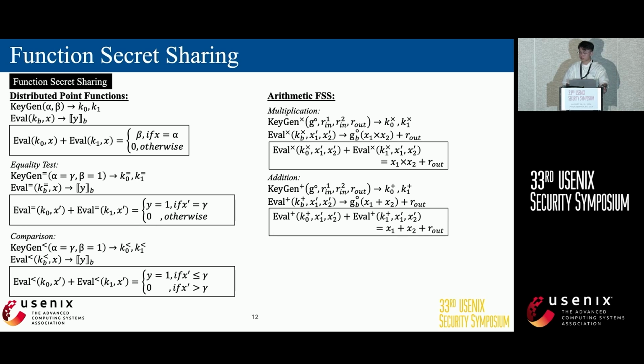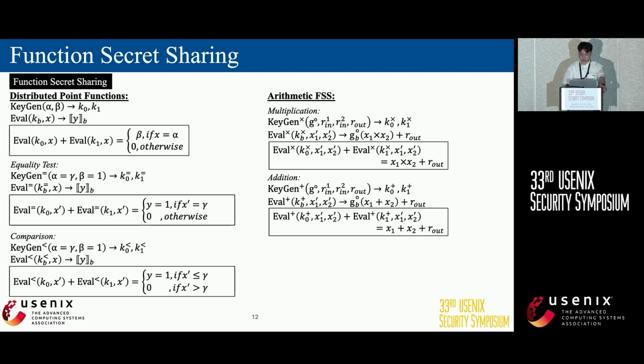And similarly, because of the DPF characteristics, we can use it to perform secure equality testing and comparison for activation functions. The arithmetic FSS on the right-hand side uses random number masks r_in1, r_in2, and r_out. They're used for key generation and evaluation on the masked inputs. The evaluation process will return the multiplication or addition result in masked shares.